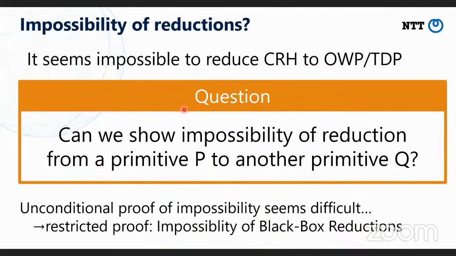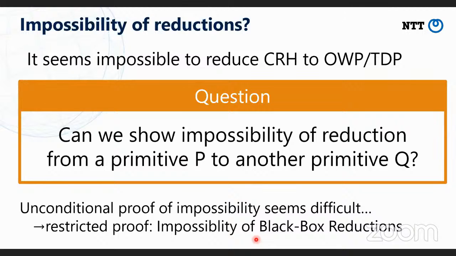And now we have a very natural question. Can we show impossibility of reduction from a primitive P to another primitive Q? This is a very natural question. And actually, such a question of impossibility of reductions is also one of the most important and fundamental problems to study in the theory of cryptography. And actually, unconditional proof of impossibility seems very difficult. So usually, we restrict the class of reductions. In particular, often we focus on the class of black box reductions, and we try to show the impossibility of black box reductions.